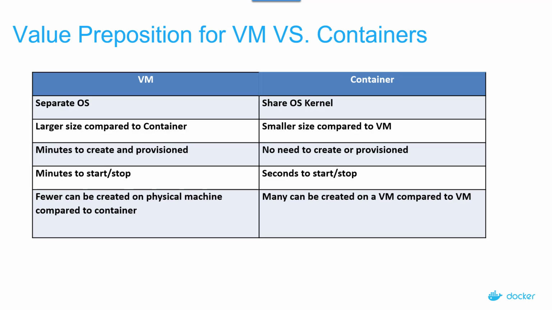On the VM, we will find that it has a larger size compared to a container, which is small, because the container leverages the host operating system. This is one of the main features that gives a container the ability to be fast and very easy to move over the network. A VM takes minutes to create and provision, while a container needs no provisioning, and starts or stops in seconds, even a fraction of a second. Fewer VMs can be created on a physical machine, while many containers can be created on a virtual or physical machine.